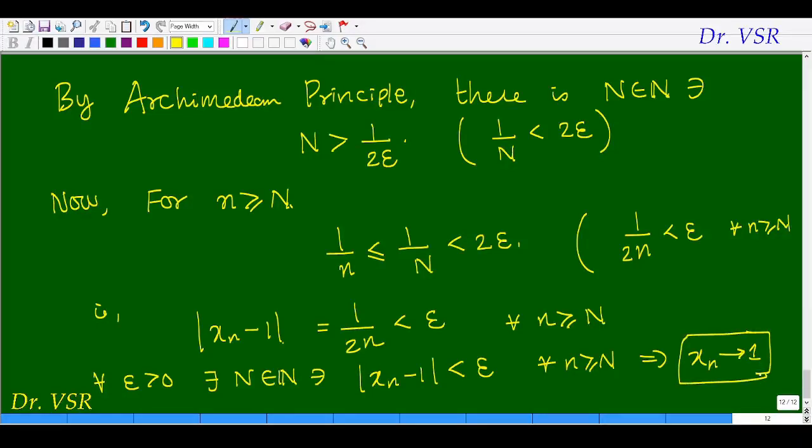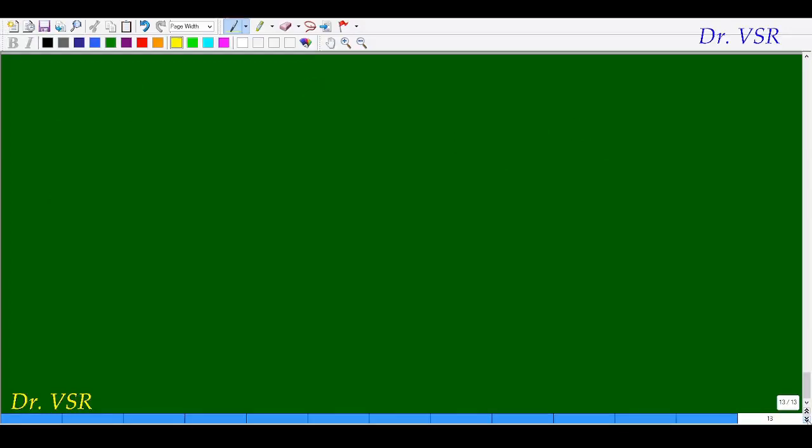Okay, what else can we have? We'll prove another theorem. Okay, problem. Show that 1 plus 1 by n factorial converges to 1. I am going to say that the sequence 1 plus 1 by n factorial converges to 1.